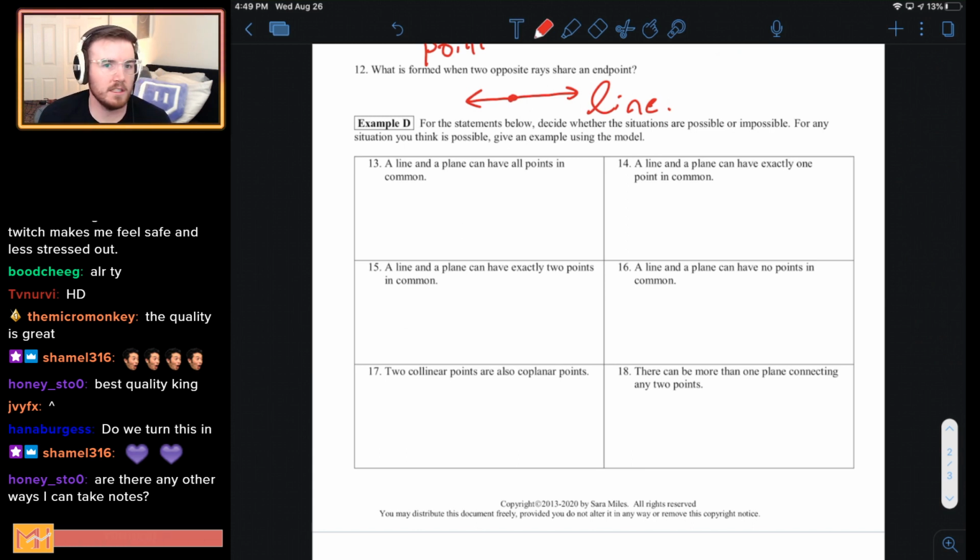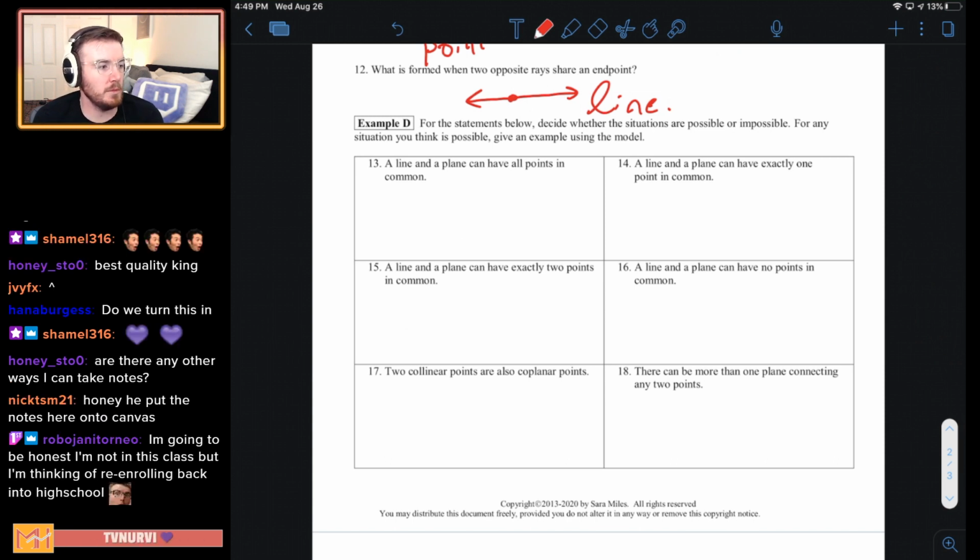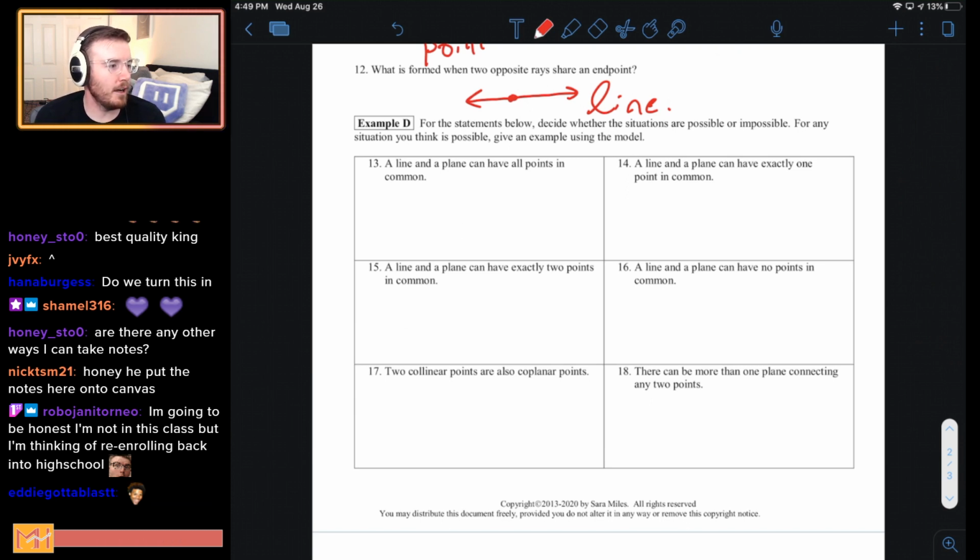Hannah asks, "Do we turn this in?" No. These are your notes. What you're turning in is the work that we do in class tomorrow. That's what's for a grade. If you ever want me to look at your notes or ask questions, I'm more than willing to. But no, we don't need to turn in these notes. Are there any other ways I can take notes? What do you mean? You're not in this class, are you? Come on, Robo Janitor. What do you mean? Is there another way to take notes?